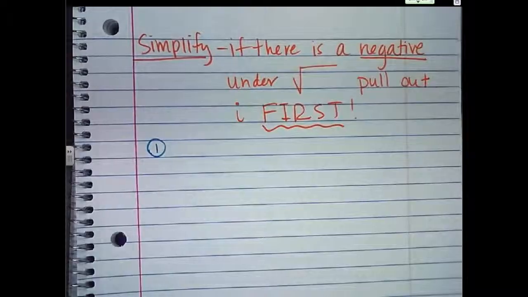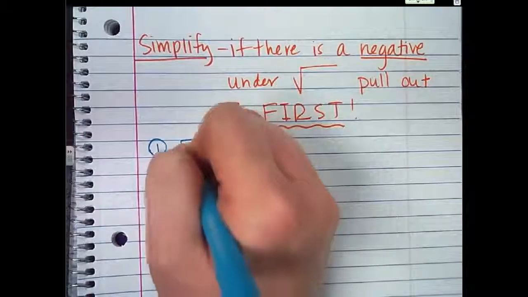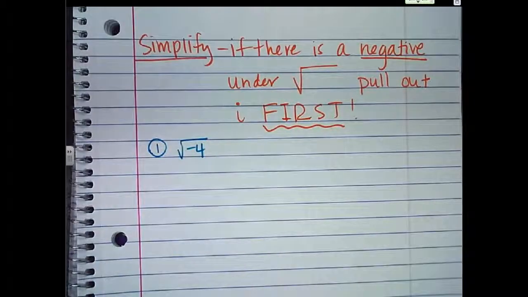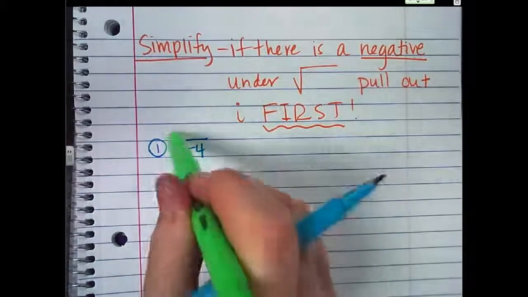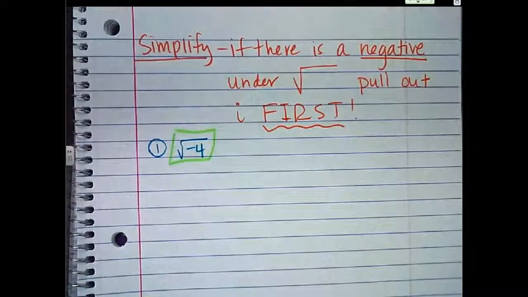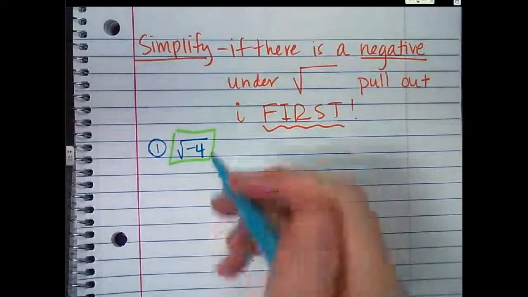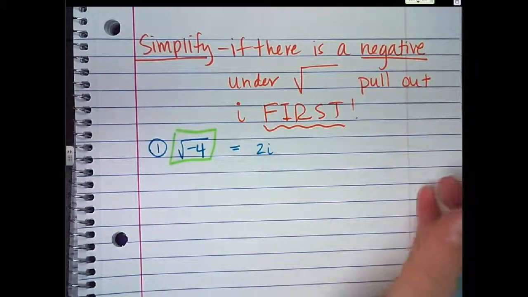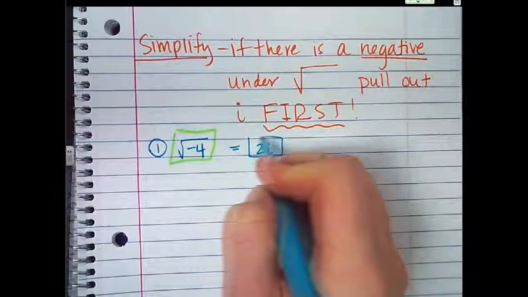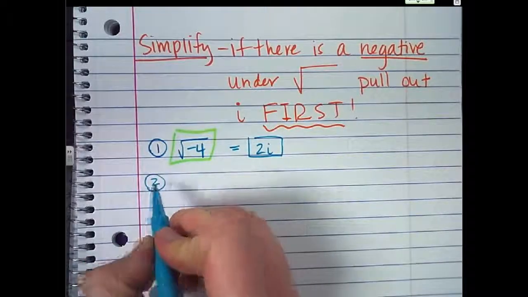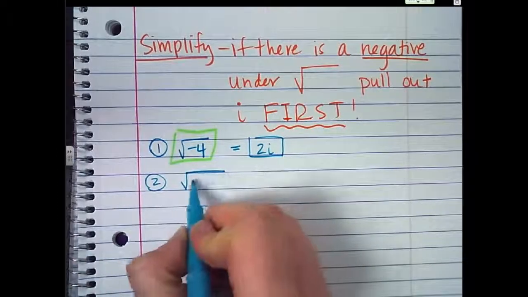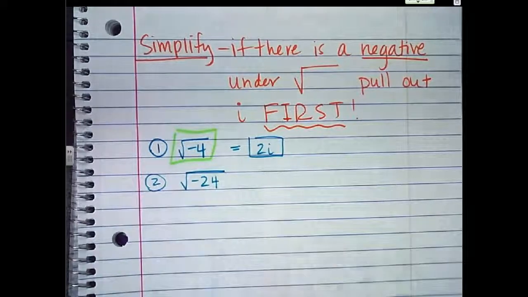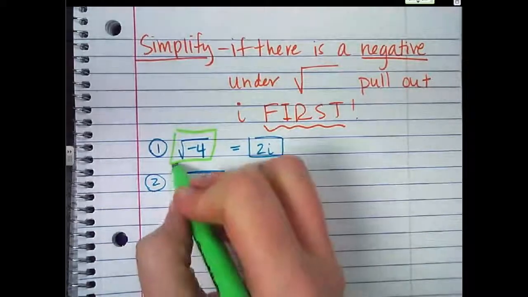Alright, ready for some examples? So we'll start out with some super easy ones. What's the square root of negative 4? 2i. That's it. 2i. So this is good practice for some of you who didn't do well in the quiz, because we're still simplifying radicals. We're just going to have an i in the answer, but everything else is the same.